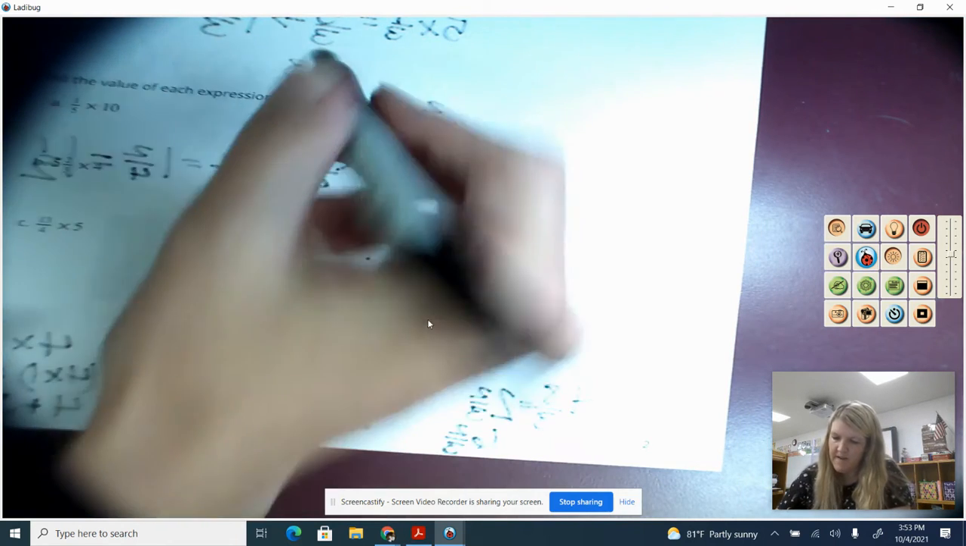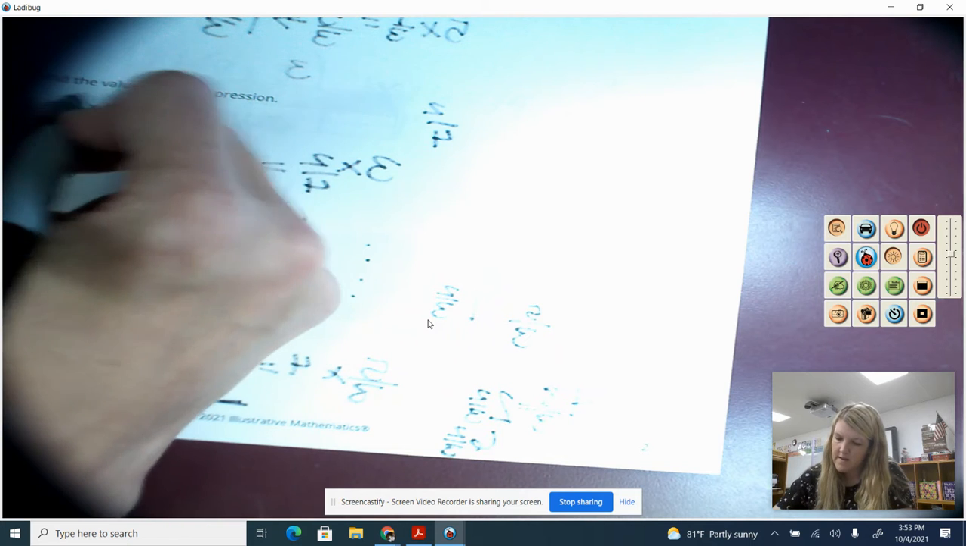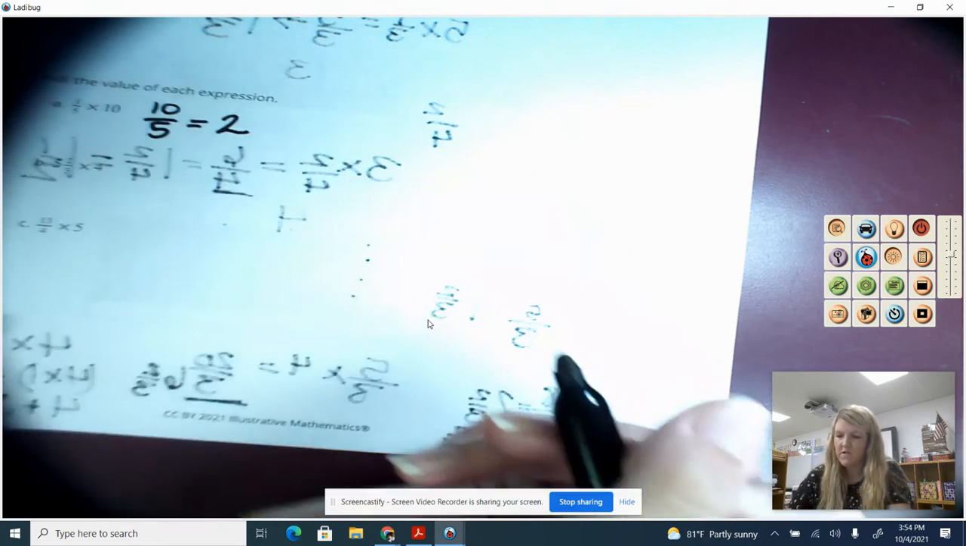Then on number 3, find the value of each expression. So I've got 1/5 times 10. So I know that's going to be 10/5, or 2, since 2 times 5 is 10.